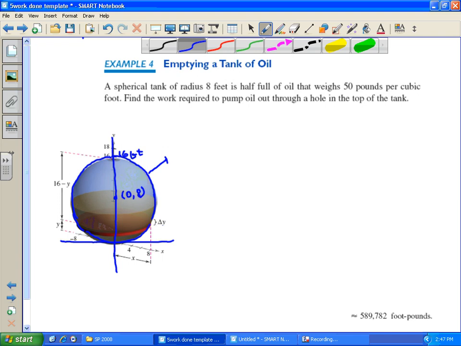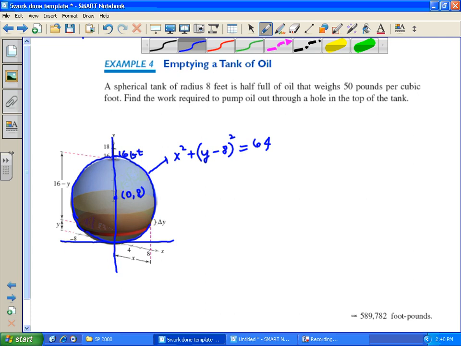Therefore, the equation will be x squared plus, remember that general rule, which is x minus h quantity squared plus y minus k quantity squared. This will be y minus k, where k is 8. The center has been shifted 8 units upwards, so that's why we have y minus 8 squared equals the radius squared, which will be 64.